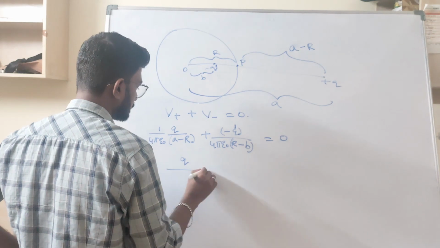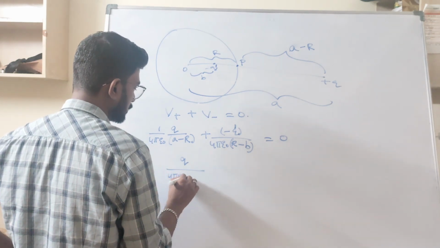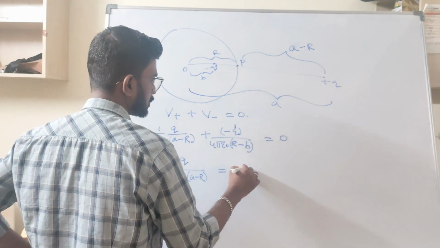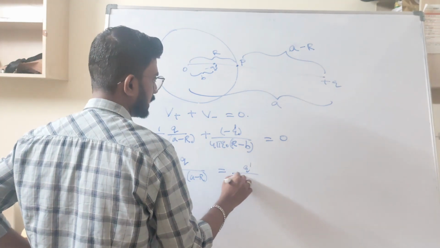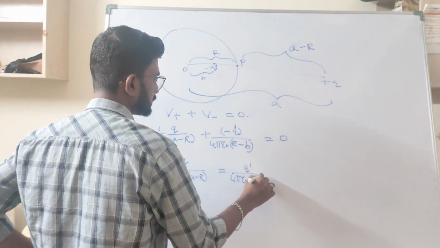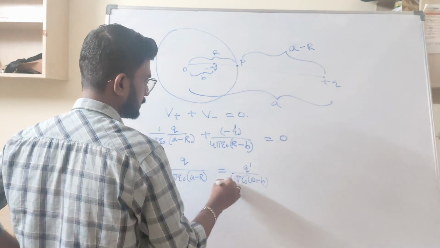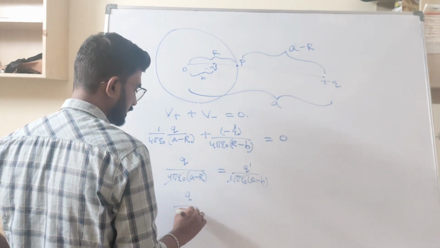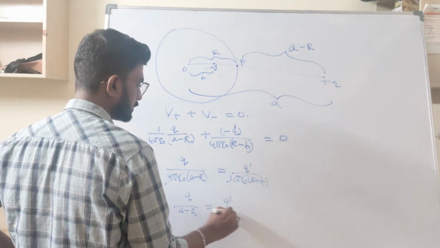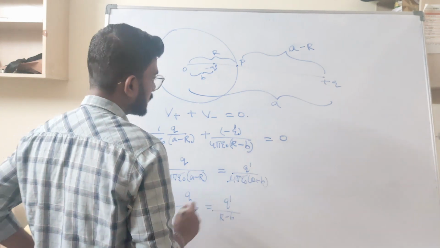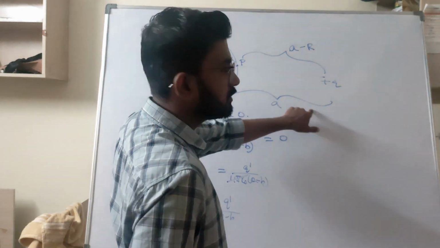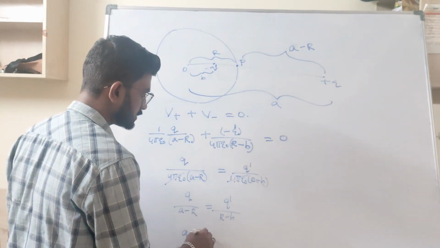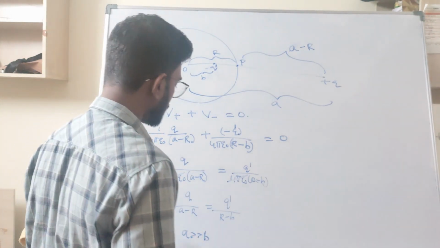So q by 4 pi epsilon naught into (a minus r) is equal to q dash by 4 pi epsilon naught into (r minus b). Correct. The 4 pi epsilon naught gets cancelled. Q by (a minus r) is equal to q dash by (r minus b). Here, which was large? A is very large compared to b. Okay, a is very large compared to b. Then what can you take?